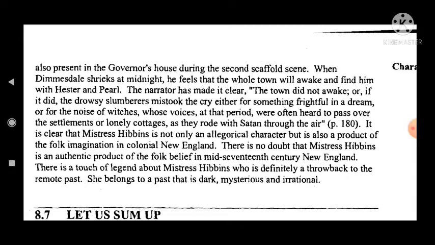When Dimmesdale shrieks at midnight, he feels that the whole town will awake and find him with Hester and Pearl. The narrator has made it clear the town did not awake, or if it did, the drowsy slumberers mistook the cry either for something frightful in a dream or for the noise of the witches, whose voices at that period were often heard to pass over the settlements or lonely cottages as they rode with Satan through the air. It is clear that Mistress Hibbins is not only an allegorical character but also a product of the folk imagination in colonial New England.